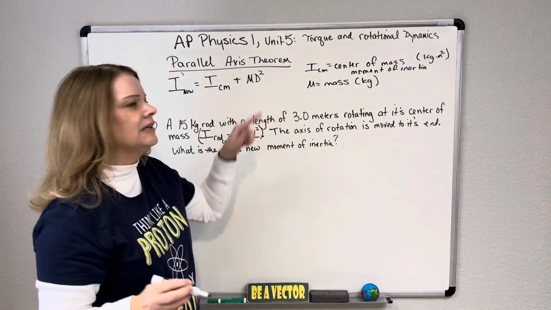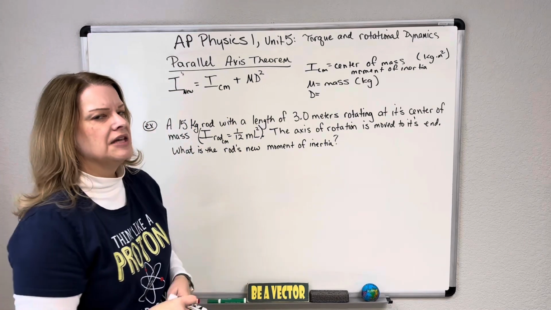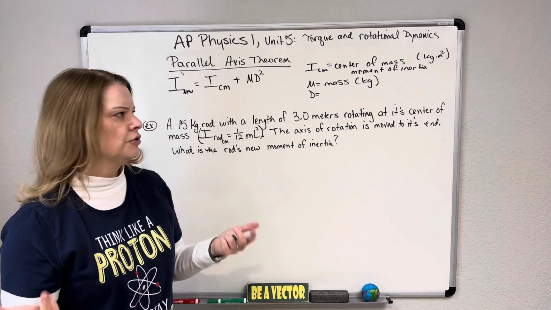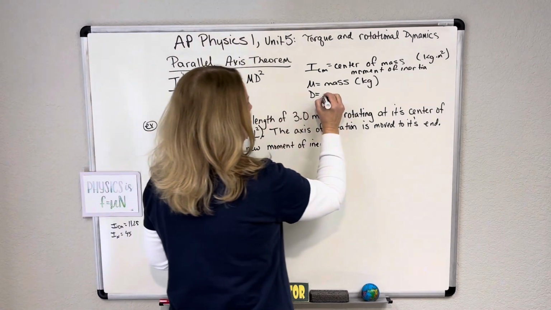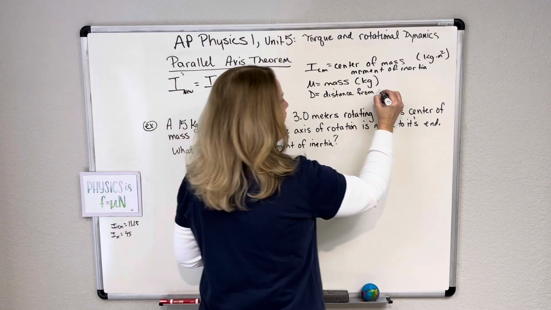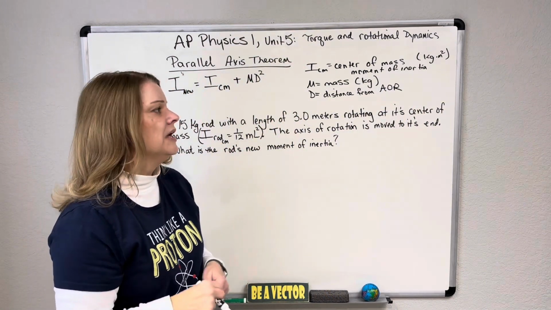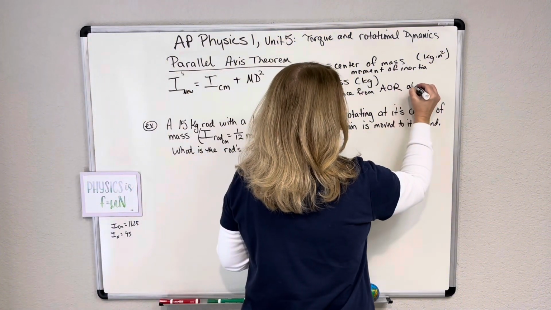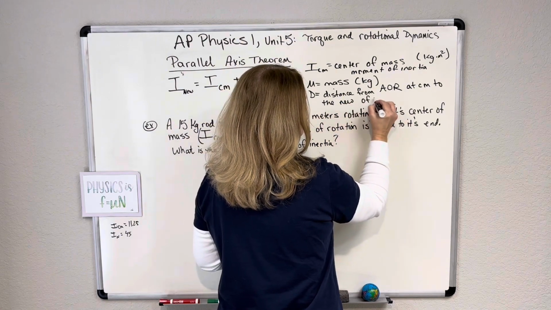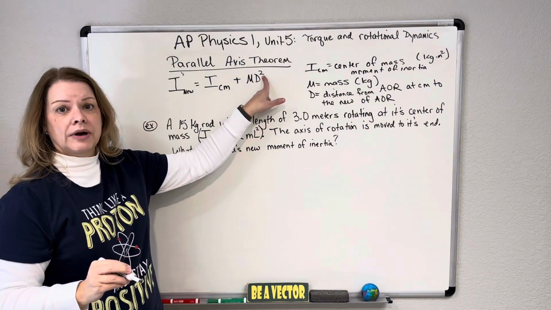Then D, here's a little tricky thing. D is not the length of your object. It's not the radius if you're dealing with a round object. It's not the length of your ruler or rod. D is the distance from the axis of rotation, which I'm going to abbreviate AOR so I don't waste your time, at the center of mass to the new axis of rotation. That's the distance, and don't forget to square it. That's what D represents.